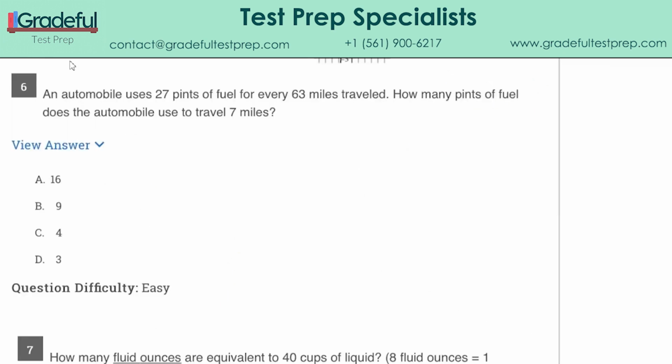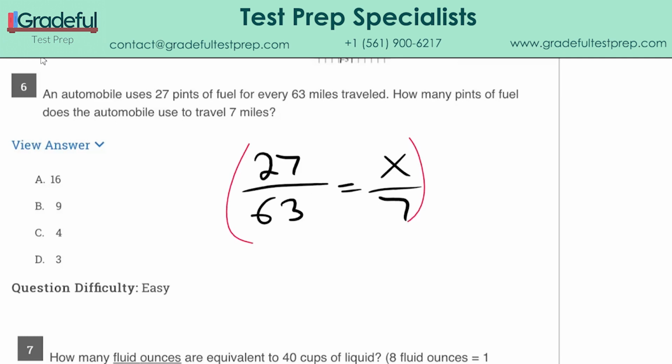Question number 6 has the sound of a proportion. If a car uses 27 pints of fuel for 63 miles traveled, then it's going to use how many pints of fuel for 7 miles traveled? And now we can just start simplifying through. I would suggest cross-multiplying this, and with a calculator there's no reason that you can't do that.